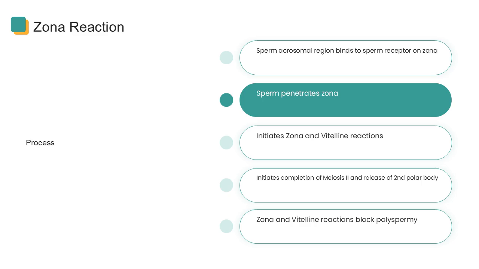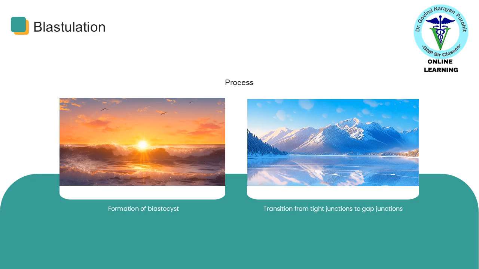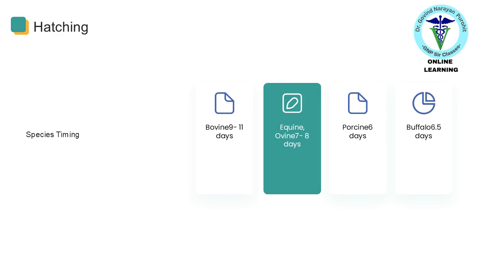The zona reaction is a critical step where the sperm penetrates the zona, initiating reactions that prevent polyspermy and complete meiosis II. Blastulation involves the formation of the blastocyst and the transition from tight junctions to gap junctions, marking significant developmental milestones. Hatching timing varies among species, with bovine hatching occurring in 9-11 days, equine and ovine in 7-8 days, porcine in 6 days, and buffalo in 5 days.